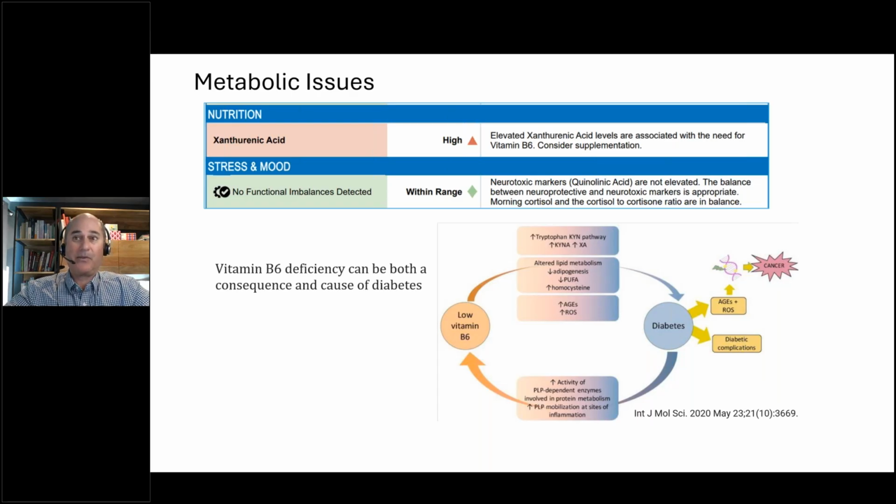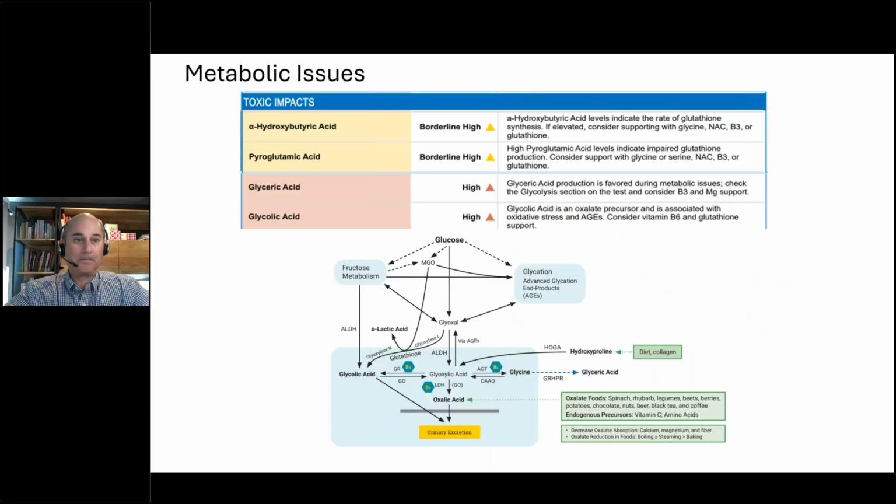That would probably be where things start to max out. Okay. And then metabolic issues here, alpha hydroxybutyric acid. When that goes high, it indicates a glutathione deficiency. Pyroglutamic acid, when that goes high, it indicates a glutathione deficiency.